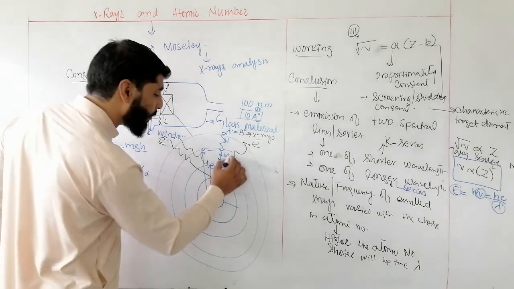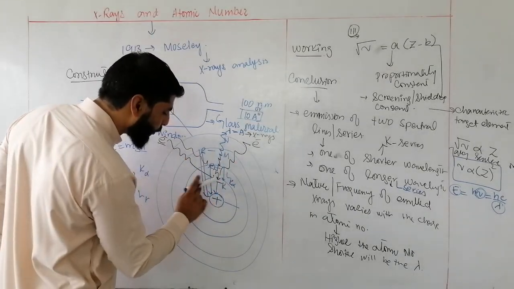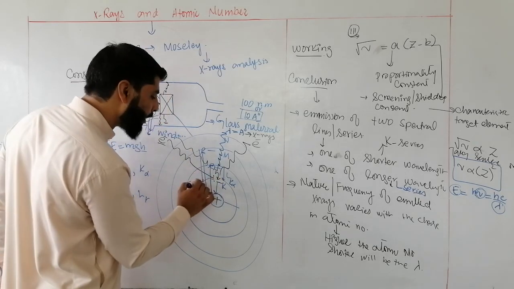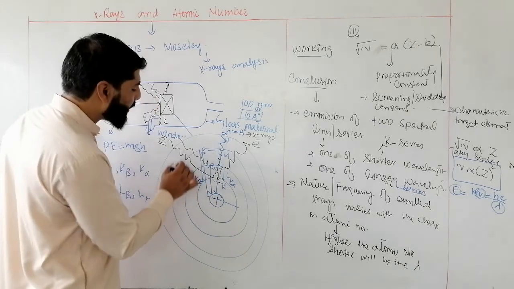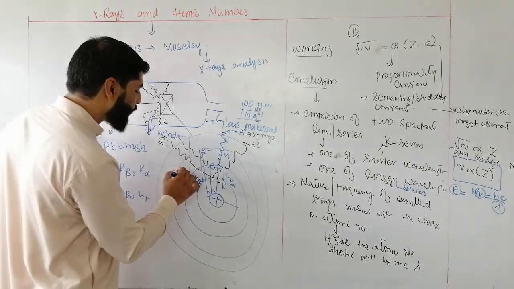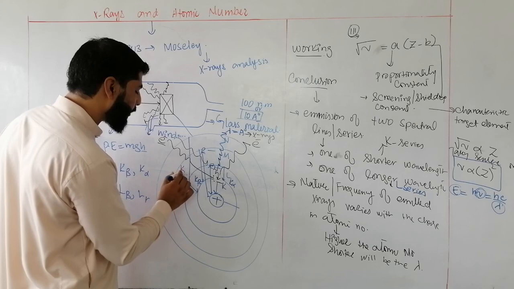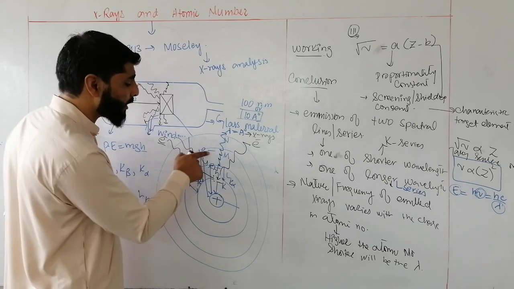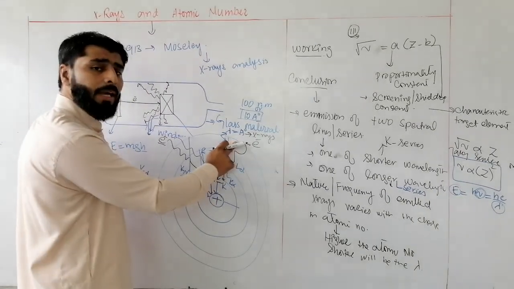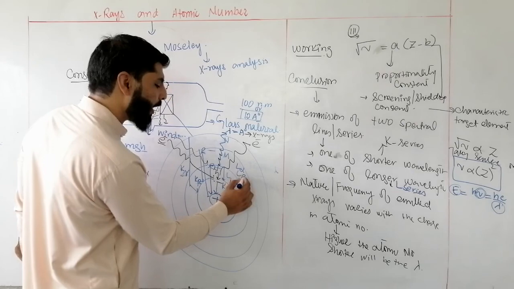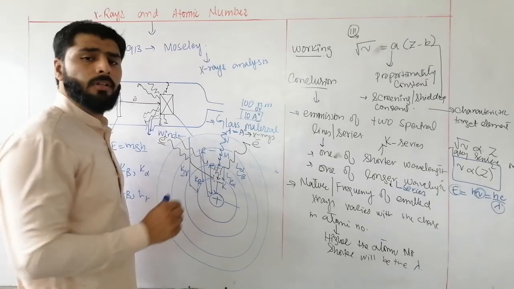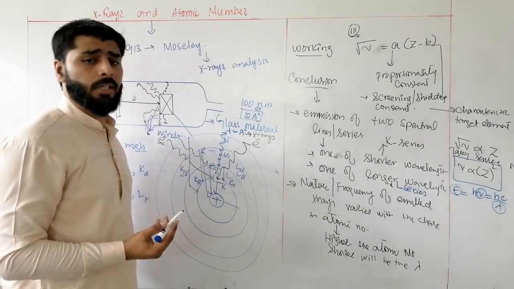When there is a transition from M shell to K shell, it will be K beta. When there is a transition from N to K, this will be K gamma. Similarly, if a transition occurs from M to L, it will be L alpha. If it is from N to L, it will be L beta. And if it is shifted from O to L, it will be L gamma, and so on.